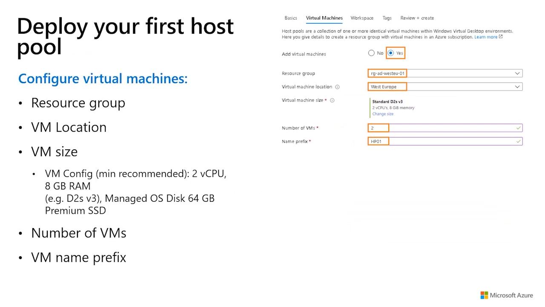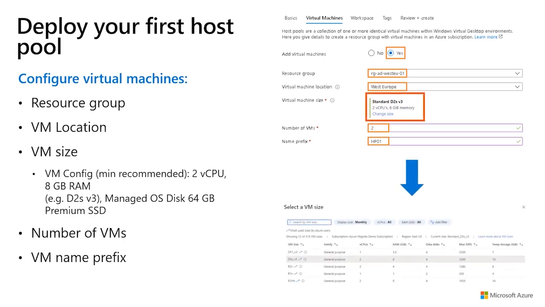The next step, we will create the virtual machines, so we add virtual machines to the host pool. The first step that you need to do for that is click on yes to provide the resource group and virtual machine location, which can be an Azure data center region around the globe. Virtual machine size can be picked here. You can pick any compute size that is available in the data center that you select.